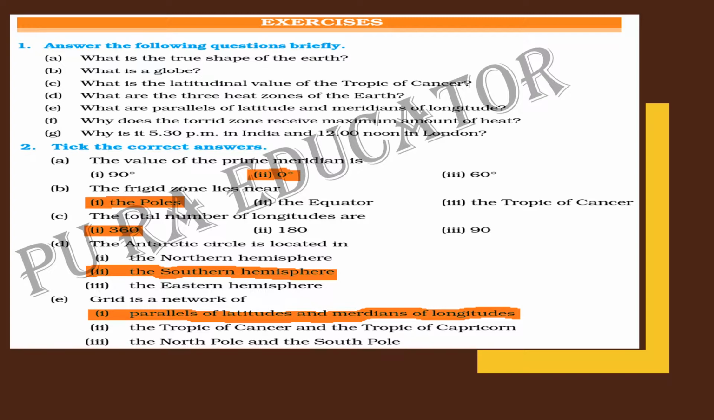Now friends, we will get into another section of our exercise. It is multiple choice questions. We will choose only the correct answer. First is, the value of the prime meridian is 0 degree. Frigid zone lies near the poles. The total number of longitudes are 360. The Antarctic Circle is located in the southern hemisphere. Grid is the network of parallels of latitudes and meridians of longitudes, as I have discussed in the diagram earlier. Now we'll see the other questions.